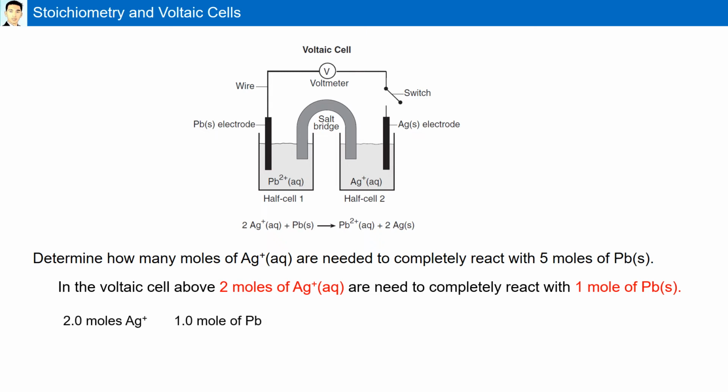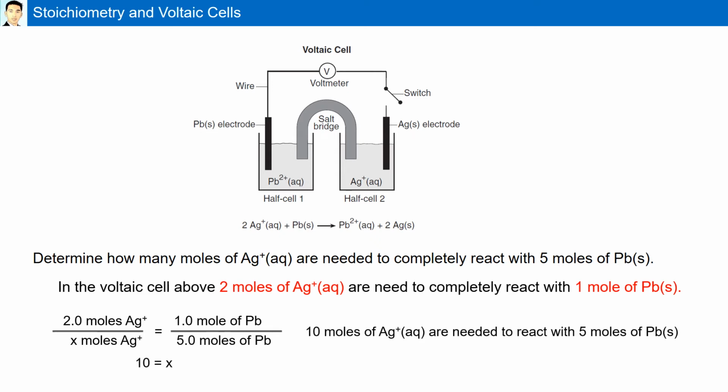In our question, we are given that 2 moles of silver ions react with 1 mole of lead. And the question asks us, how many moles of silver ions are needed for 5 moles of lead? Setting up a ratio and cross multiplying, 5 times 2 is 10, x times 1 is x. Therefore, 10 moles of Ag+ ions are needed to react with 5 moles of lead.